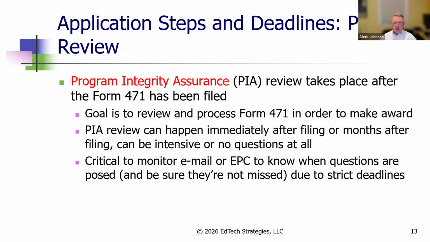So the PIA review process that we're going to talk about in more detail today takes place after you've filed your Form 471. And the goal of the PIA review process is basically to make sure that you have followed all of the program rules so that they can then award funding to you. It is not necessarily the most in-depth review process. There are times that they make mistakes, but generally, if you get through PIA review, that's one of the big hurdles that you need to go through before you can receive your funding.